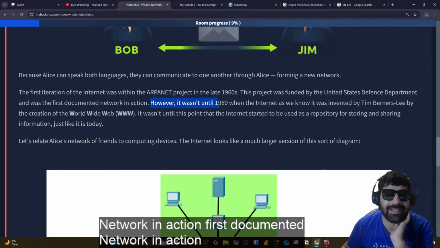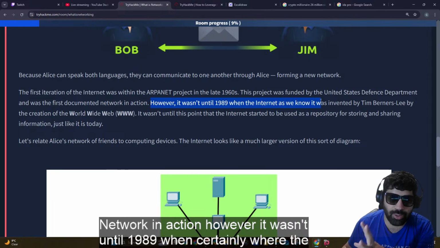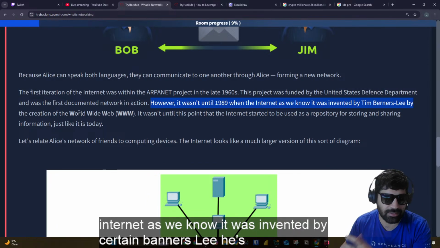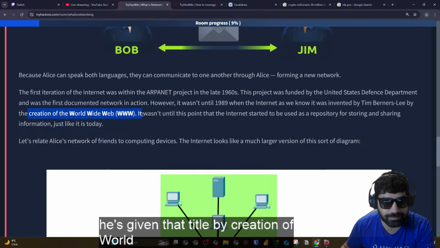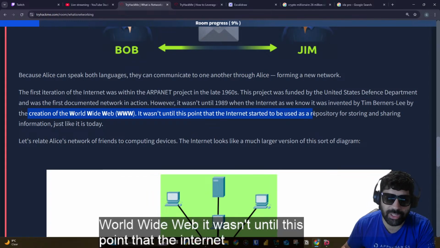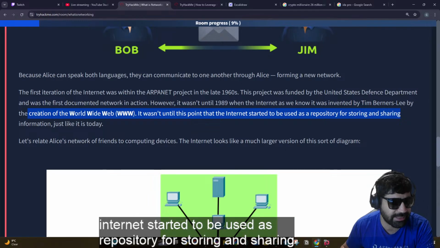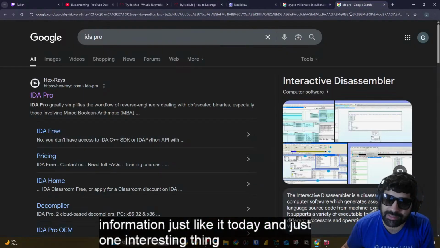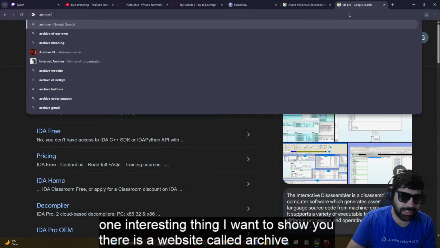However, it wasn't till 1989 that the internet as we know it was invented by Sir Tim Berners-Lee. He is a sir actually. He was given that title for the creation of the World Wide Web. It wasn't until this point that the internet started to be used as a repository for storing and sharing information just like it is today. And just one interesting thing I want to show you, there is a website called Archive or Internet Archive.